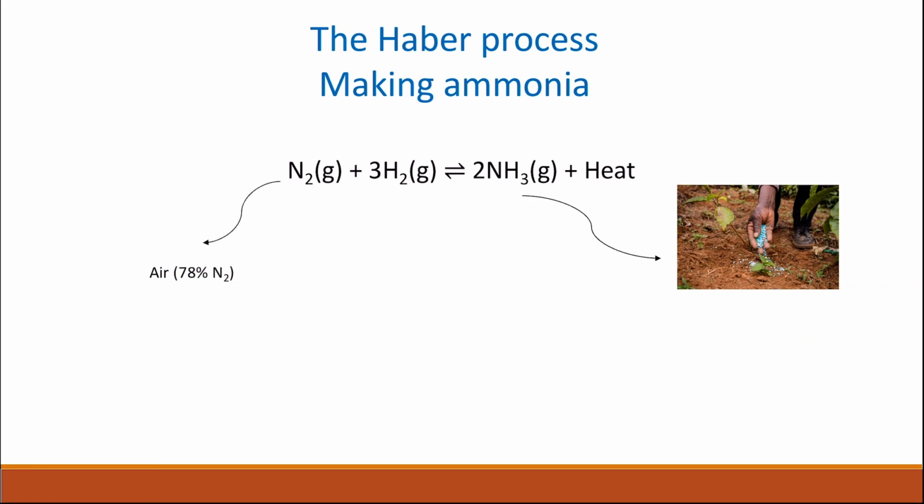In this process, nitrogen is easy to get because 78% of air is composed of nitrogen, and the hydrogen is obtained from natural gases like hydrocarbon and methane.